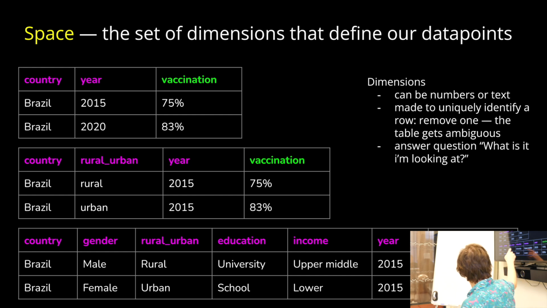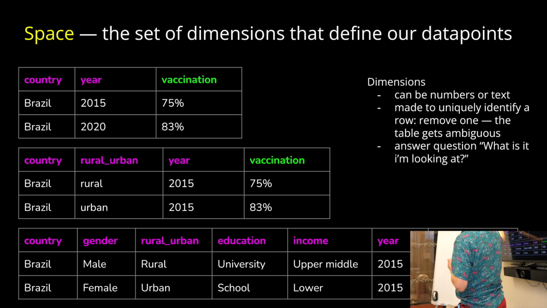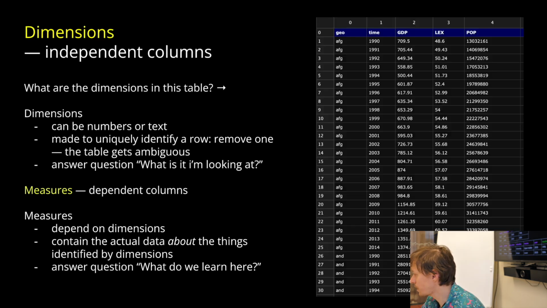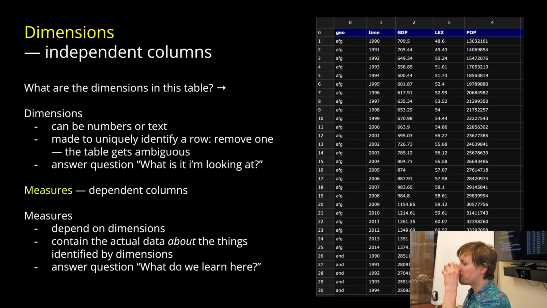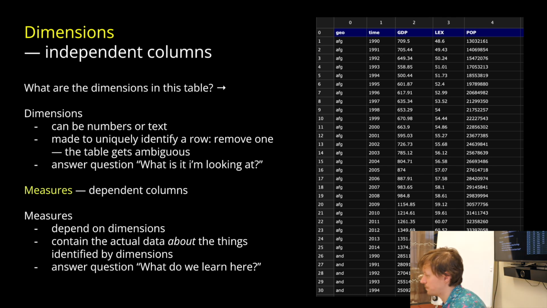If we remove one of these columns, like remove year, you get Brazil, Brazil, and now you don't know anymore which one is vaccination in Brazil, so your table got redundant. Remove country, and you have 2 years with 2 different values. Now you don't know which one is which again. So that's the test of how you can tell that this is a dimension. Okay? There's also the terminology that dimensions are the independent variables and measures are the dependent variables. You've maybe heard that terminology, but it's the same thing, really.